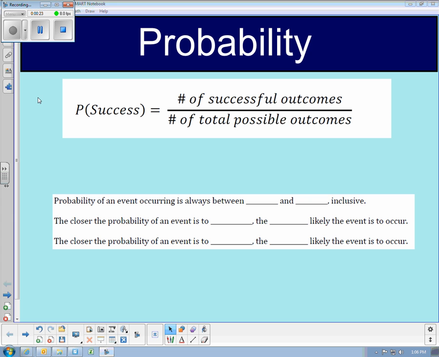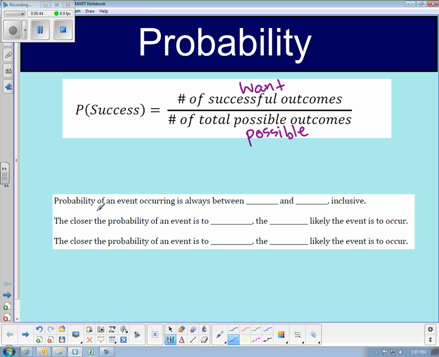The probability of a success of something is the number of successful outcomes divided by the total number of possible outcomes. So however many you want, this is like what you want to occur, and this is what's possible. Anything that could occur. That's how we get the probability decimal.